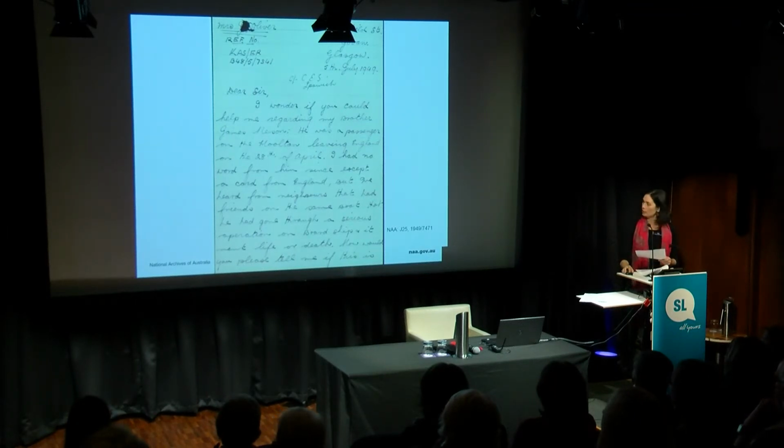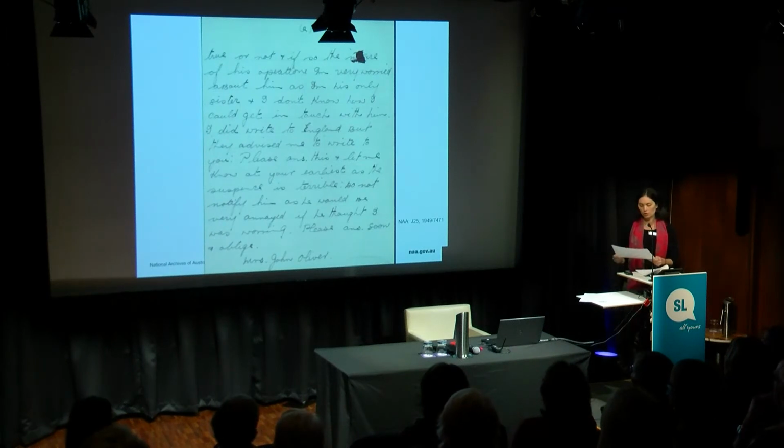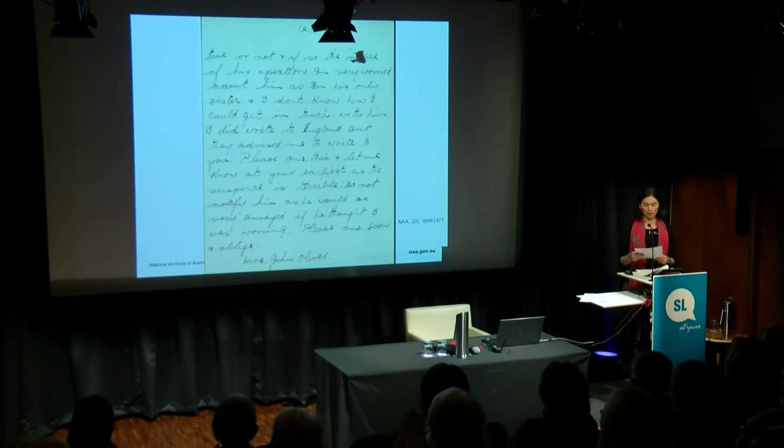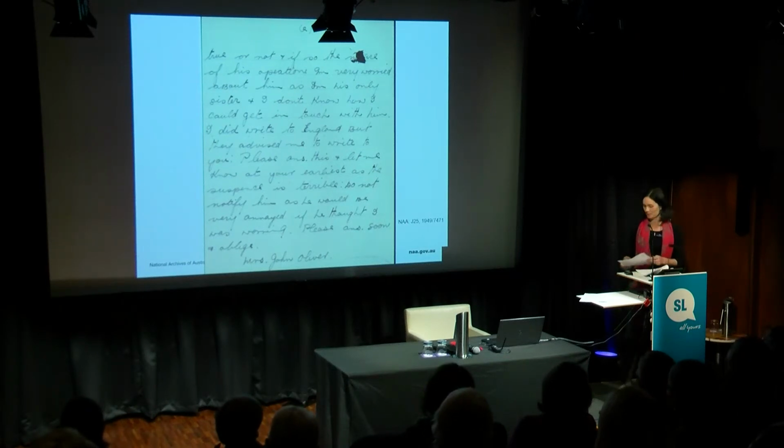Dear sir, I wonder if you could help me regarding my brother James Nelson. He was a passenger on the Multan leaving England on the 28th of April. I had no word from him since except a card from England, but I've heard from neighbours that had friends on the same boat that he had gone through a serious operation on board ship and it meant life or death. Now, would you please tell me if this is true or not, and if so the nature of his operation. I'm very worried about him as I'm his only sister and I don't know how I could get in touch with him. I did write to England, but they advised me to write to you. Please answer this and let me know at your earliest, as the suspense is terrible. Do not notify him, as he would be very annoyed if he thought I was worrying. Please answer soon and oblige, Mrs. John Oliver.